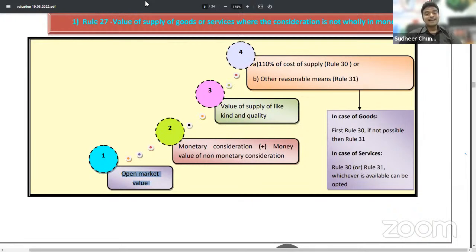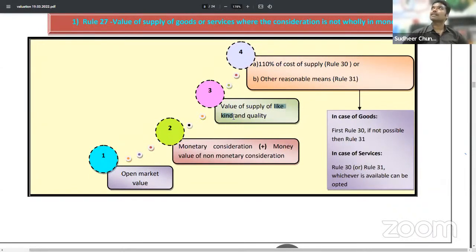When open market value is not available, then second preference we have to give to monetary consideration plus additional value of the non-monetary. That means our goods value plus second hand good I have exchanged, that goods value. Both we need to include. Sir, the second hand goods valuation is very typical, sir. Then like goods we have to see. When first 2 points are not available, then we have to go for point number 3.